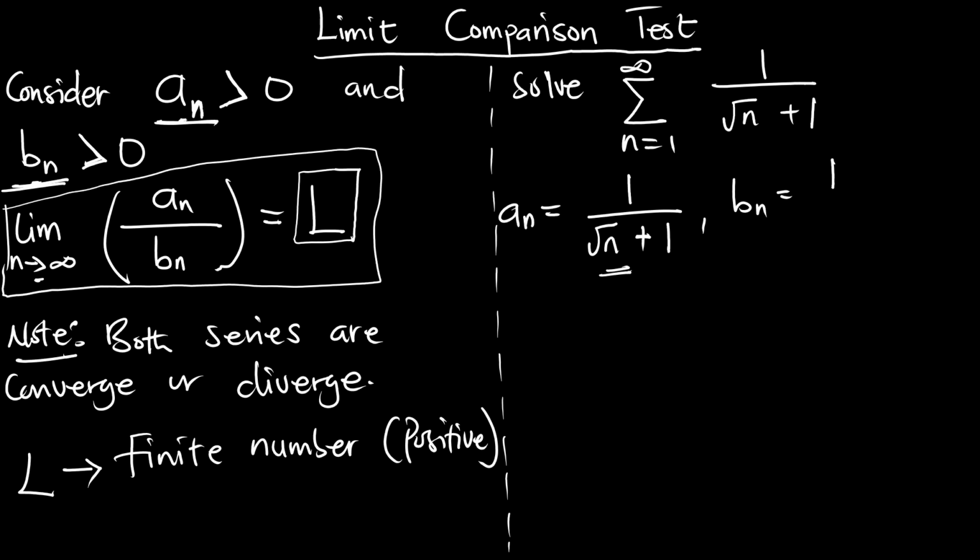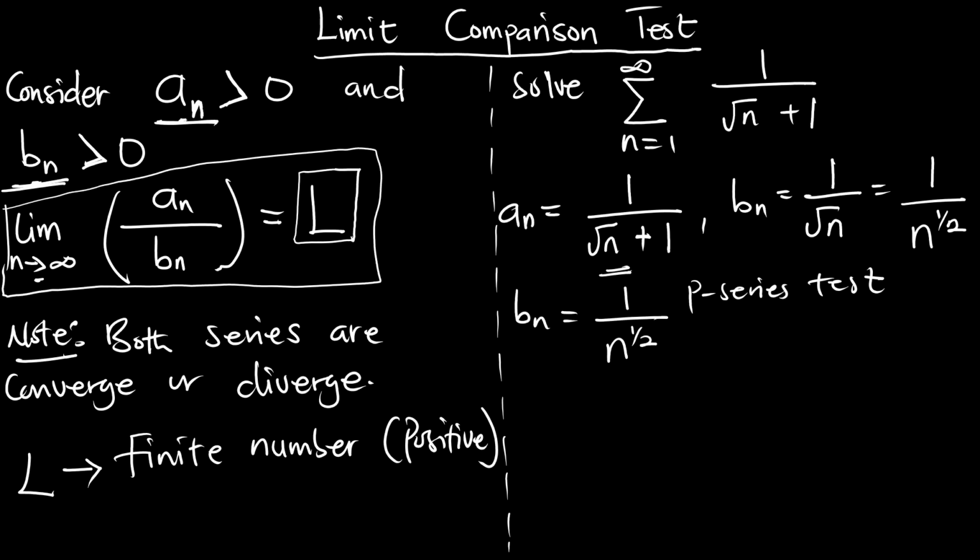Insignificant. So this is going to be 1 on root of n. This is the same as 1 on square root, which is n to the power half. So this is our bn. bn now is 1 on n raised to the power half. Now, can we judge if bn diverges or converges? Yeah, by the p-series test.